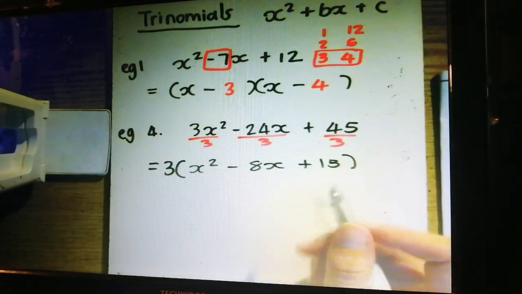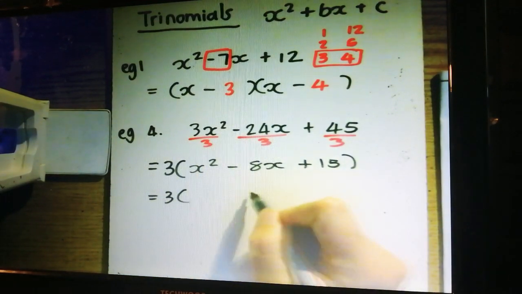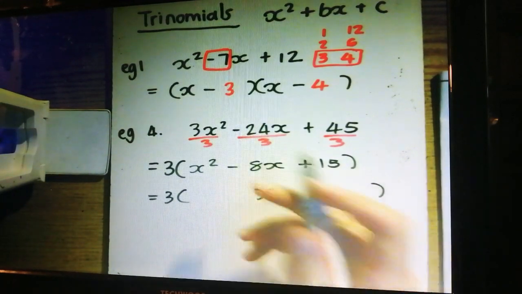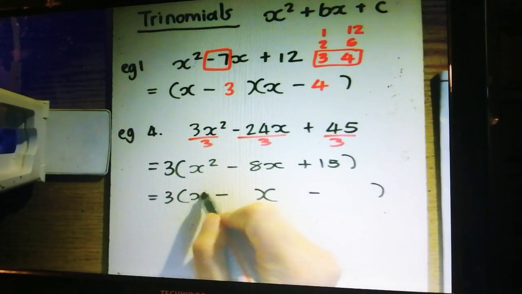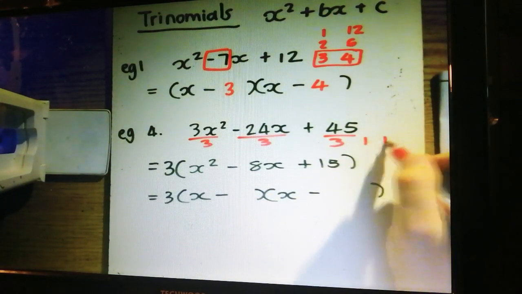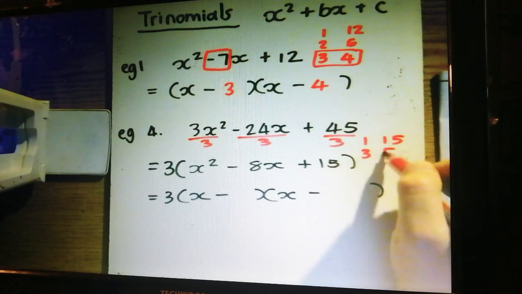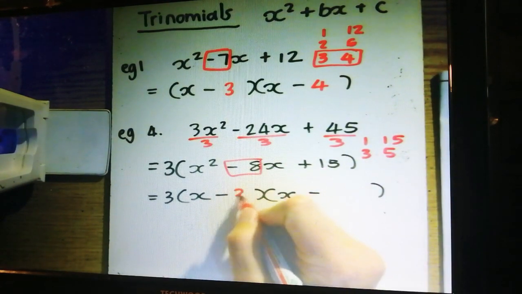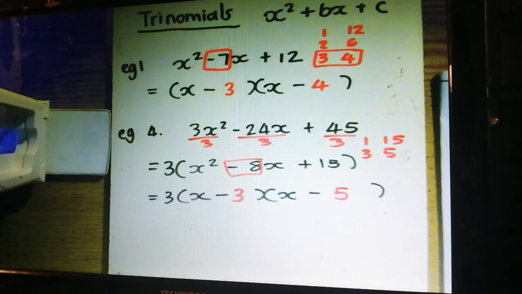And that is a trinomial, I know. Open up two sets of brackets. The plus tells me they must be the same. That negative tells me they must both be negative. X and x. Factor pairs of 15 are just 1 and 15 and 3 and 5. Which pairs am I going to use to get to negative 8? I'm going to use negative 3 minus 5.